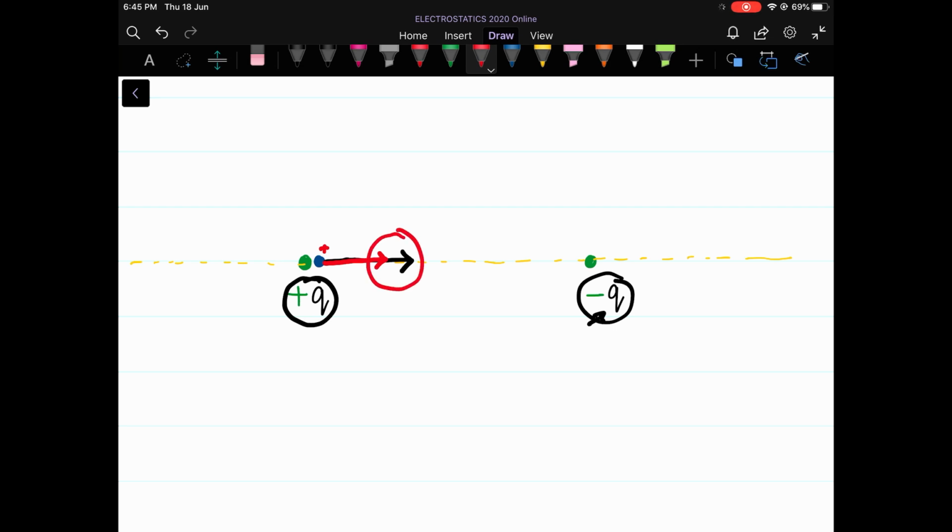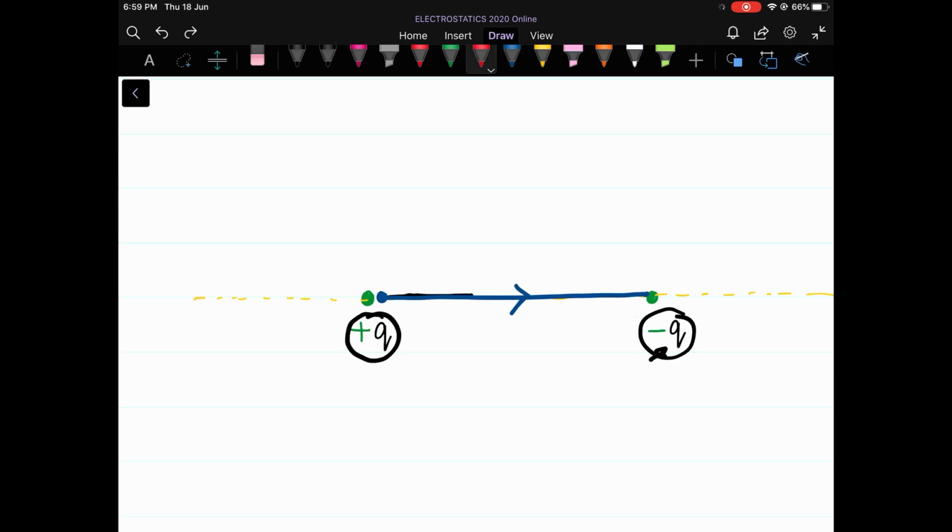Clearly both the forces are acting towards the negative source charge. So clearly this positive test charge is going to follow a path in this direction. That's why we have drawn the arrow here representing the path of your test charge, and hence we will call it an electric field line.